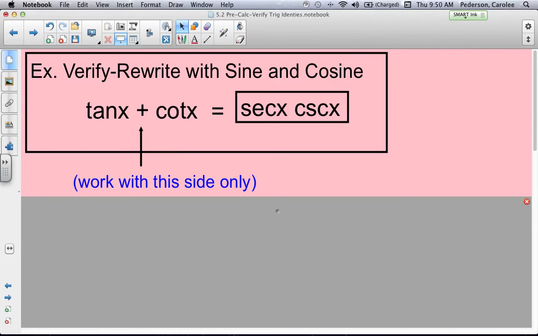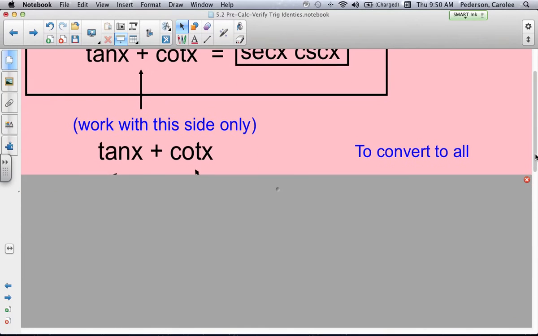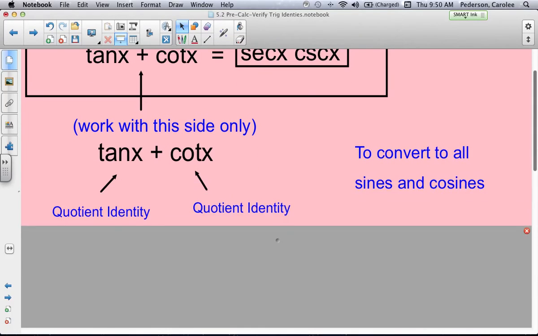So looking on your gold sheet, what can I replace tangent of x with? Very good. I can use the quotient identity. The tangent of x equals the sine of x over the cosine of x. So I just took that left side and just rewrote it. And now identify that the tangent of x is sine of x over cosine of x.